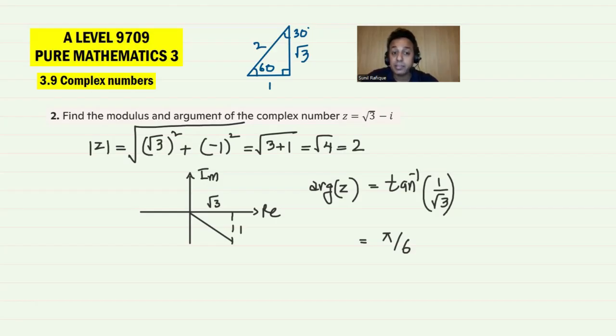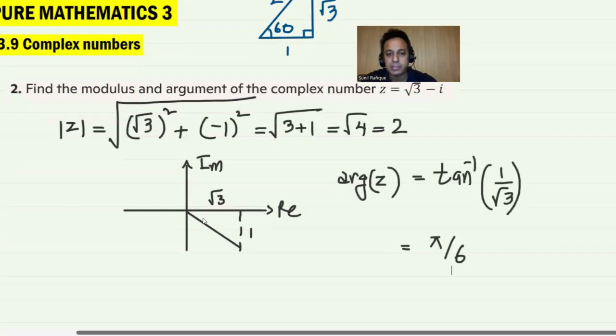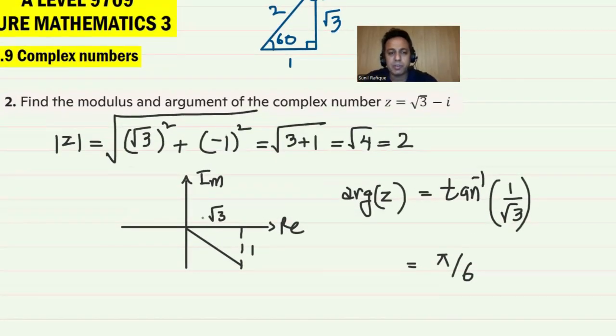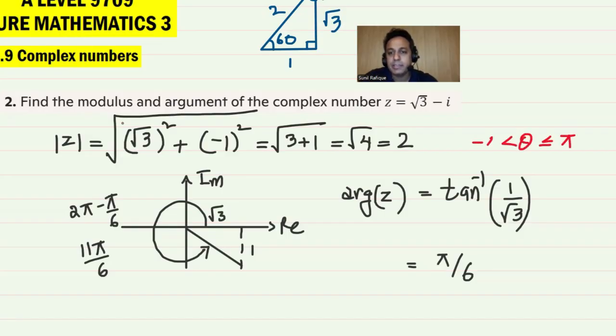But check, this is the fourth quadrant, and there are two possibilities. If the angular range is given from minus pi to pi, you cannot go anti-clockwise. The reason is that this is going to be 2 pi minus pi over 6, which is 11 pi over 6, and it does not fall in the domain. Let me just write the domain. If your domain is theta less than pi and greater than minus pi, then this answer is not acceptable. But if your domain for the angles is from 0 to 2 pi, yes, now this answer is correct.